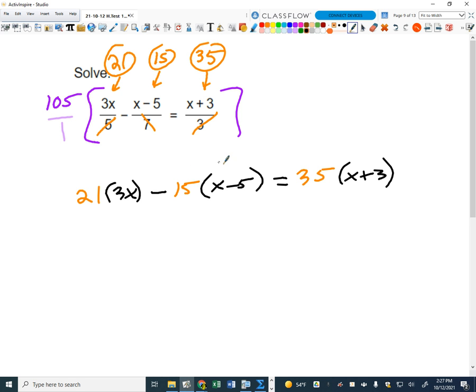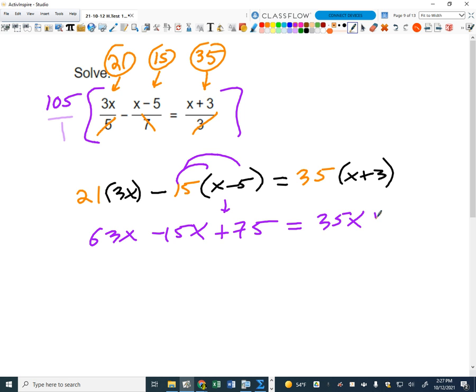Usually the mistake was that negative didn't get distributed, right? So if I multiply here, I'm getting 63x. If I distribute the negative 15, I get negative 15x plus 75, right? That's the part that people tended to miss. And over here, I get 35x plus 105 if I distribute the 35, right? And from there on out, it's a piece of cake. Okay? Make sense? Okay?